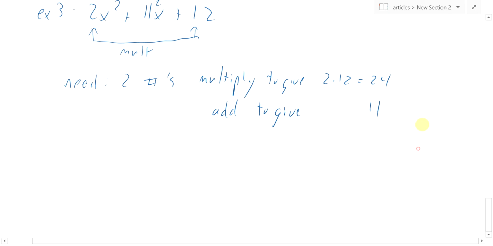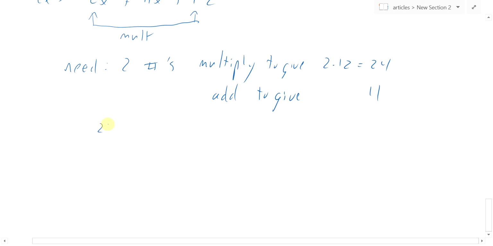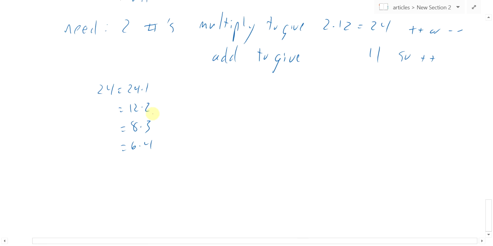Great, so what do we need to do? We need to break down 24. Before we do that, 24 is positive, so either positive and positive or negative and negative. Multiply two positives together, you get a positive. Multiply two negatives together, you get a positive. Since the 11 is positive, they must both be positive. So 24 is 24 times 1, 12 times 2, 8 times 3, 6 times 4, and I think that's it. Which of these pairs of numbers add to give you 11? So 8 and 3 are the numbers that we're looking for.